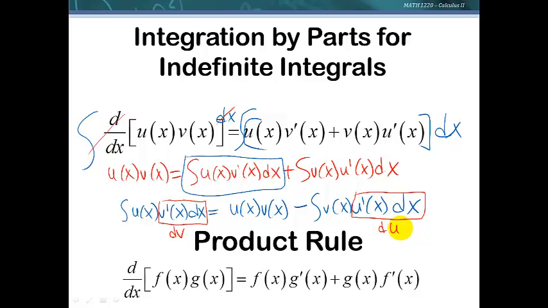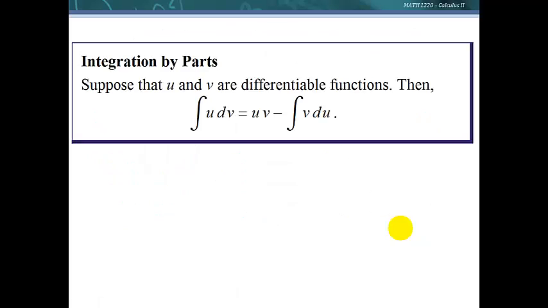So we can express this a little simpler, and we're also going to leave the of x's off. That just signifies that they're functions of x. And here we have the integration by parts. Suppose u and v are differentiable functions, then the integral of u dv equals uv minus the integral of v du. And this is something that we're going to want to memorize because we're going to utilize it a lot.